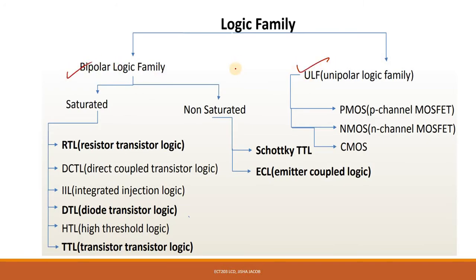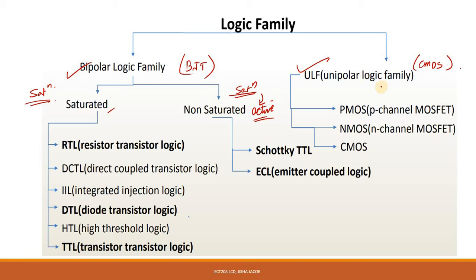Bipolar and unipolar. Bipolar refers to those families or devices that are actually composed of BJTs. Unipolar devices are composed of CMOS devices. Now within BJT itself, there are saturated and non-saturated classes. In saturated, the BJT is operated up to the saturation mode of operation, that is, it works between cutoff and saturation. But in non-saturated, the BJT is not allowed to go into saturation. It is actually working below saturation, that means in the active region.